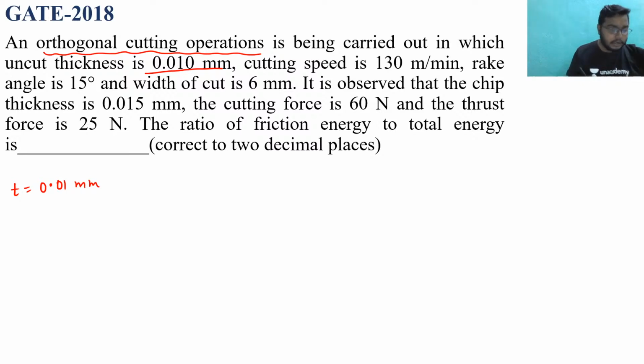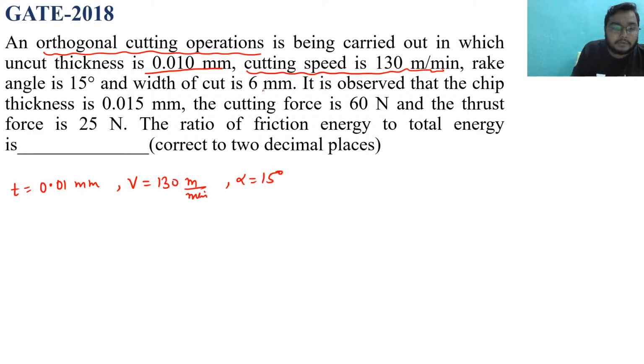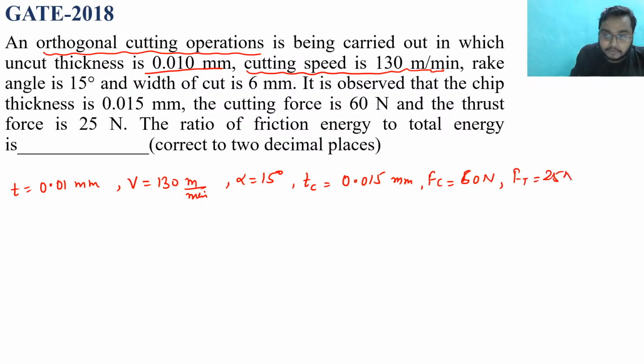Let me explain the problem first. So this is the uncut chip thickness, and this is the cutting speed, that is 130 meter per minute. Rake angle is 15 degree. Width of cut is 6 meters. It is observed that chip thickness is this. Cutting force is 60 newton, and the thrust force is 25 newton.